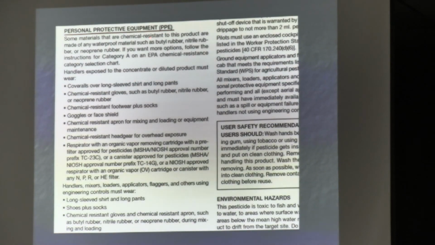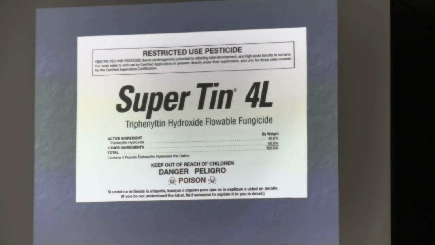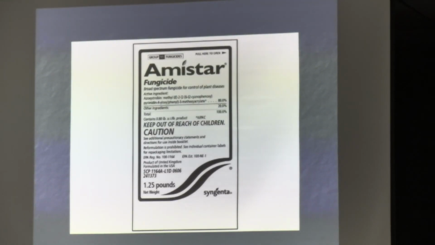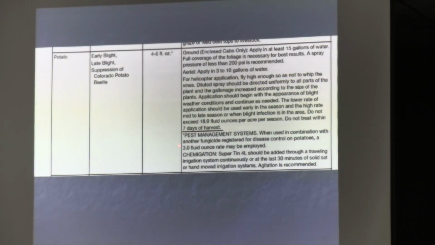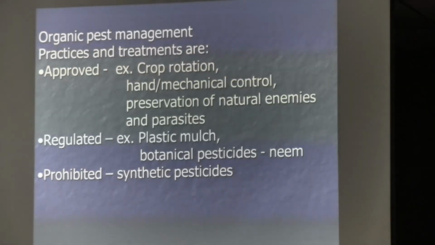Here we talk about personal protective equipment. In this case, it's talking about coveralls over long sleeve shirt and long pants, chemical resistant gloves, chemical resistant footwear plus socks, goggles, or face shield. I mean, it continues to go on, and that's going to vary based on what product you're applying. You also look at some of the words on the front page of that label. So poison, that's going to be a more toxic product as opposed to something that might just have caution on it. And then here's an example where we have a pre-harvest interval of 7 days.